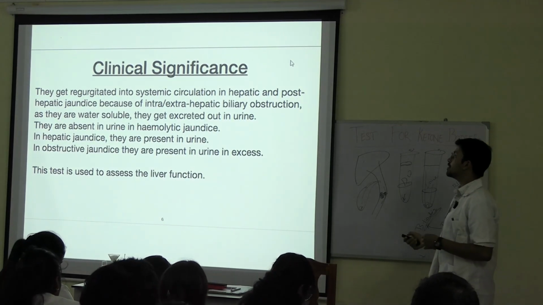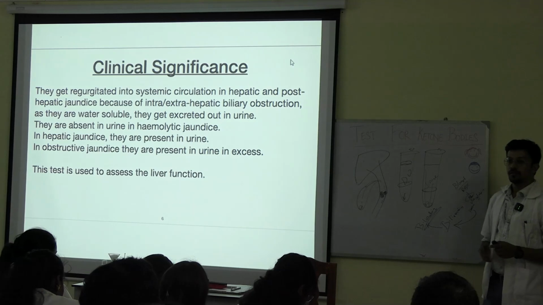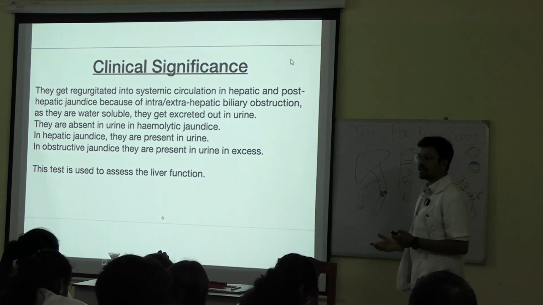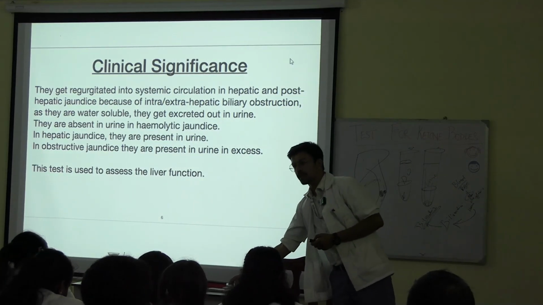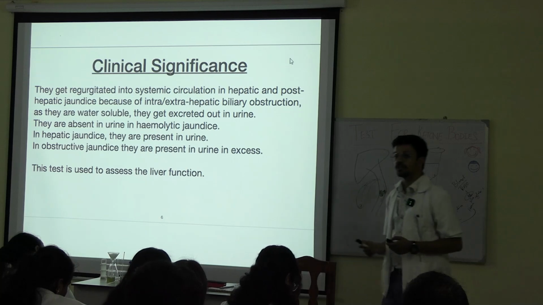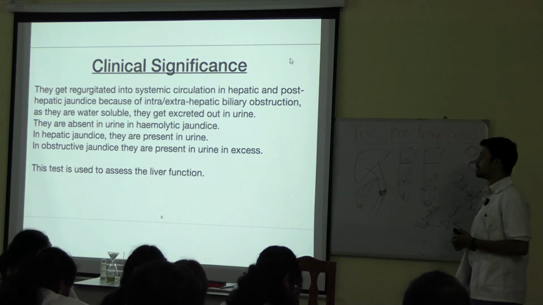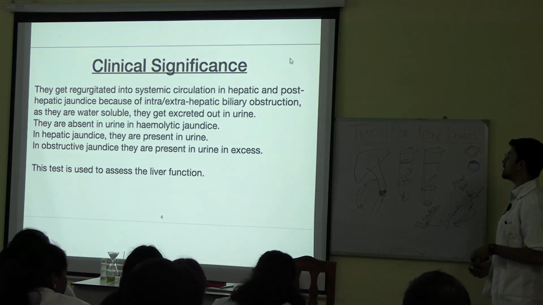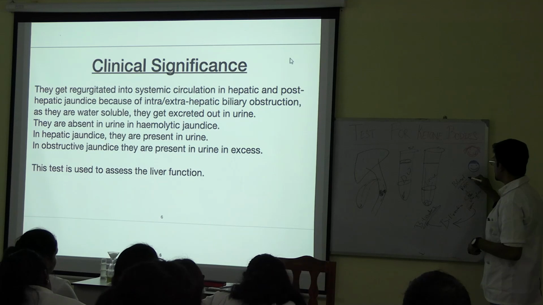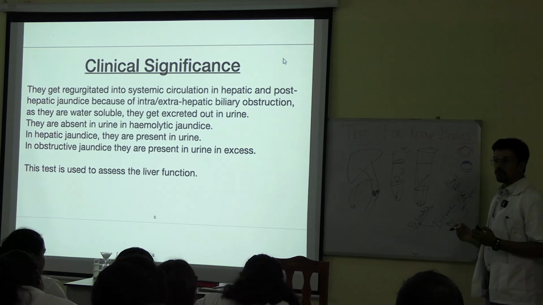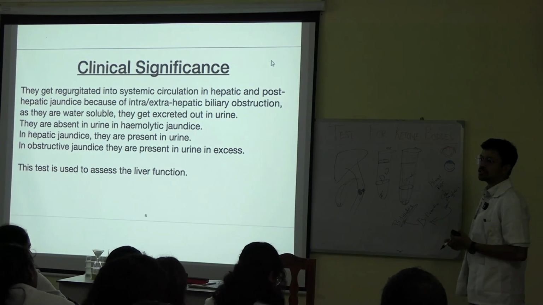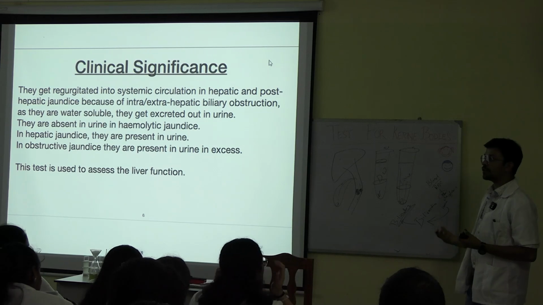In case of hemolytic jaundice, what is happening? Basically, jaundice is what? Increased level of bilirubin. In case of hepatic jaundice also there will be increased level of bilirubin, but in both the conditions the pathologies are different. In case of hemolytic, basically blood is getting broken down. We know what the RBC's lifespan is, how much? 120 days.